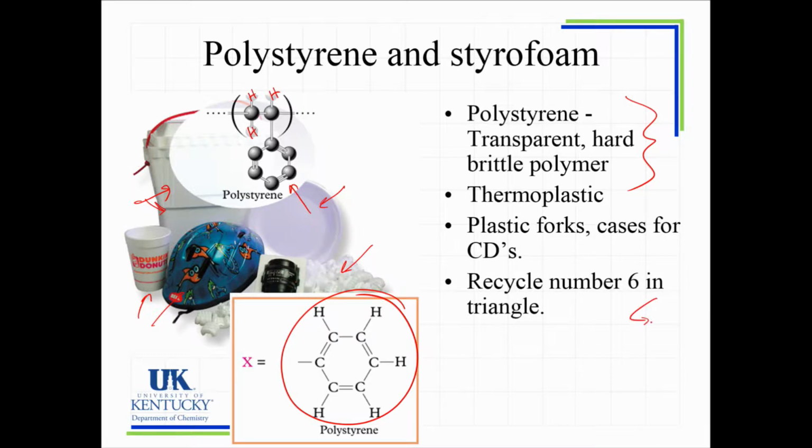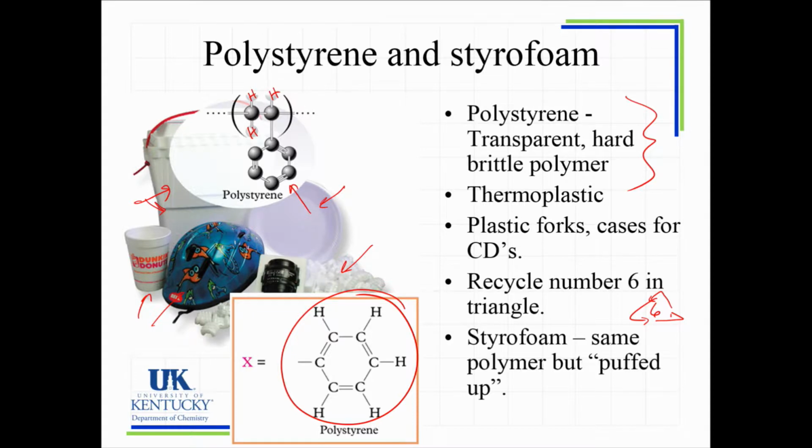They would have the recycling symbol 6 inside of its symbol there, if it is polystyrene or styrofoam. So you'll know you've got that. If you examine different plastics, you're going to know what kind of plastic it is. So how do they make the foam?